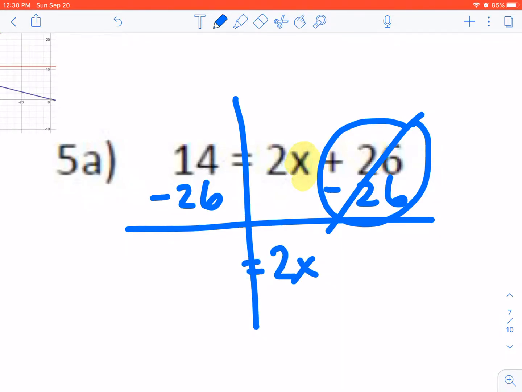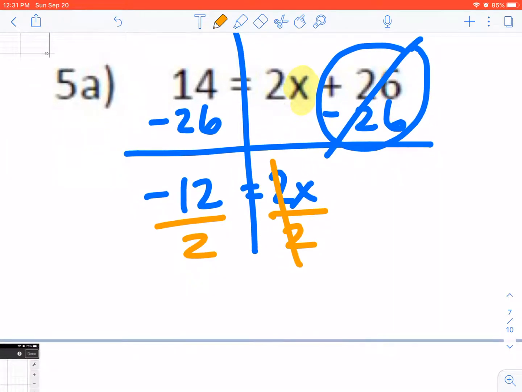And then over here, you can go type that into Desmos if you need it, but that should be a negative 12. Then we're going to do our next step in solving. 2 times x, because they're side by side. To undo times, you're going to divide. If we divide on one side, we divide on the other. 2x divided by 2, the 2's divide out, so we have 1x. And I can just write it like that, x. And then negative 12 divided by 2 is a negative 6.